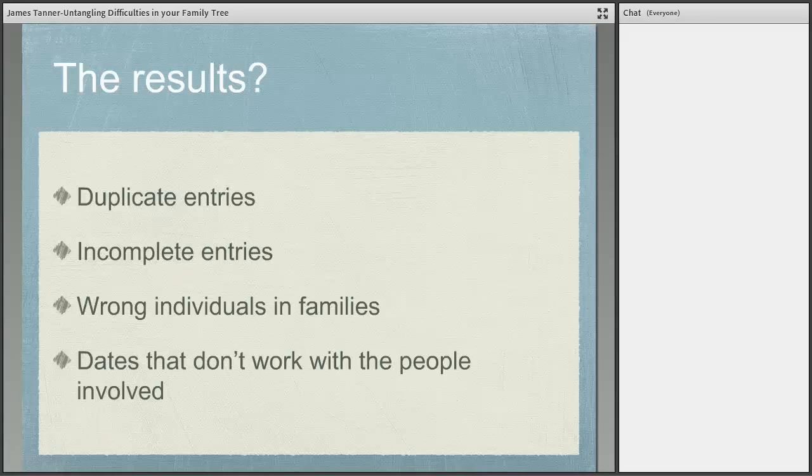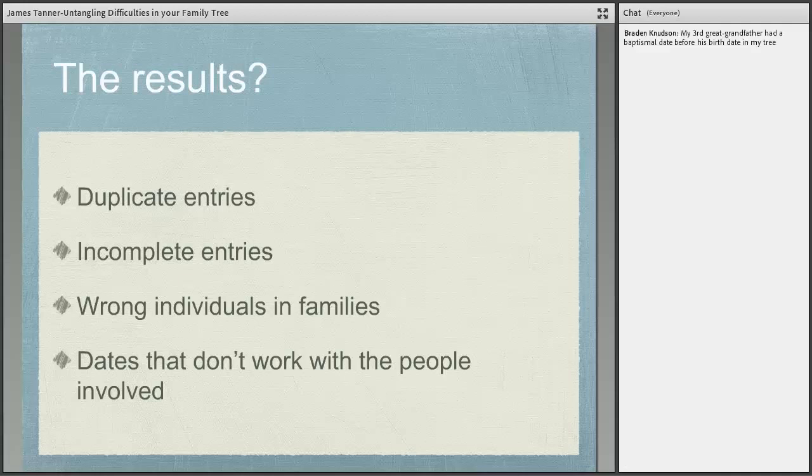The next problem that appears is dates that don't work with the people involved. Sometimes it's simply a mistake. The numbers have been transposed. It seems it would be pretty obvious if the person is born in 1820 and died in 1868, and it turns out to be 1968 or something, because the numbers are transposed or changed. So the person looks like they died when they were 120 or 30 or 40 years old.